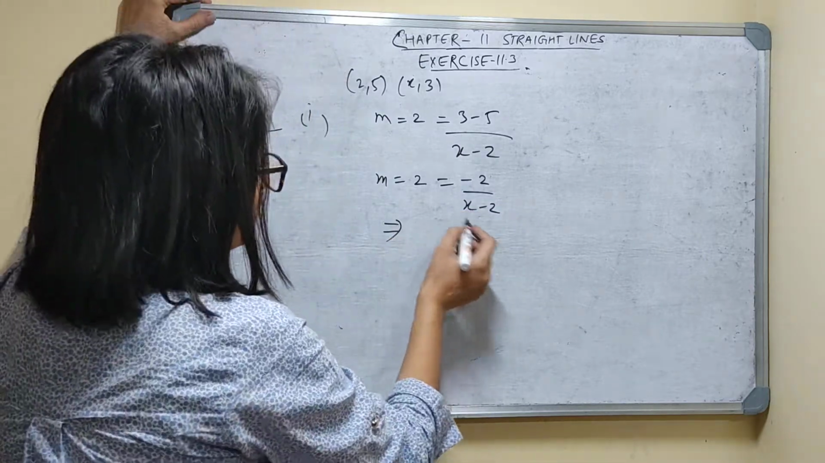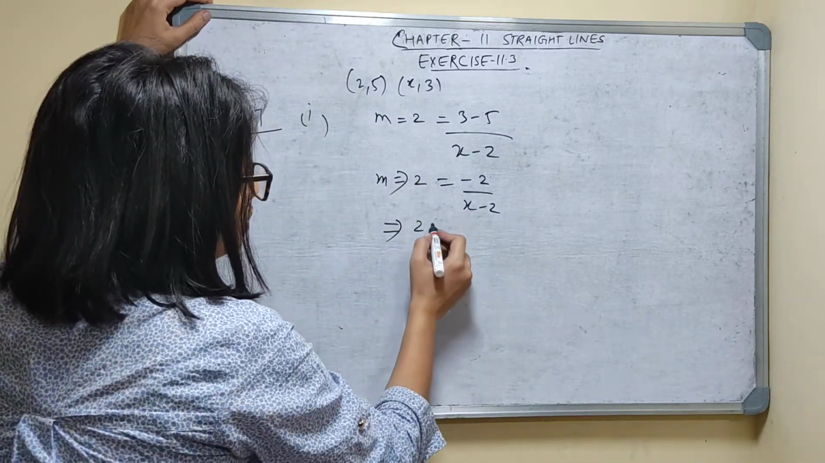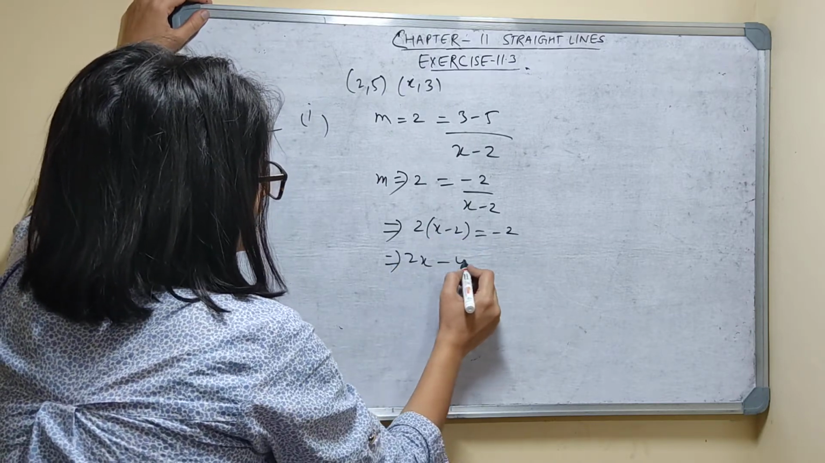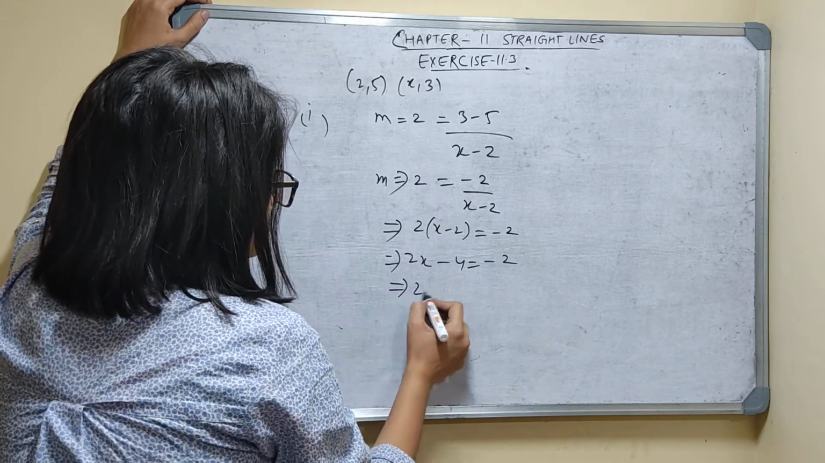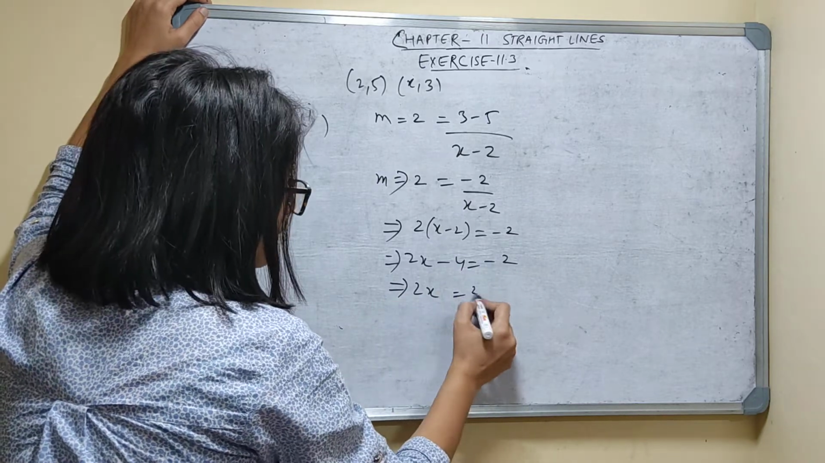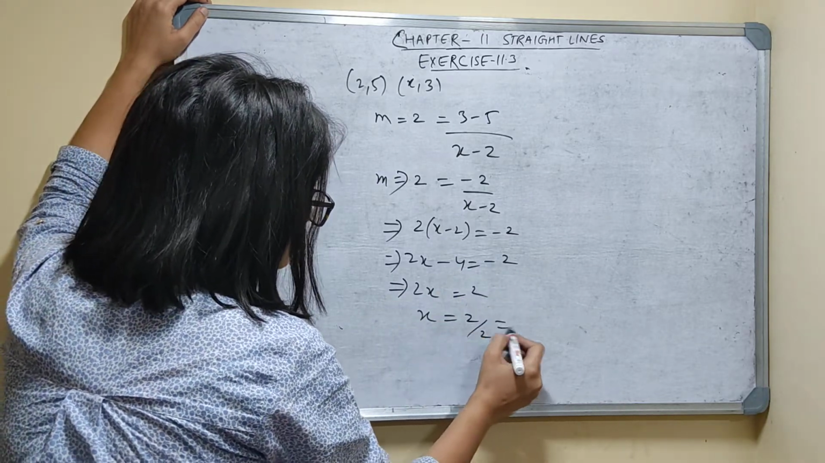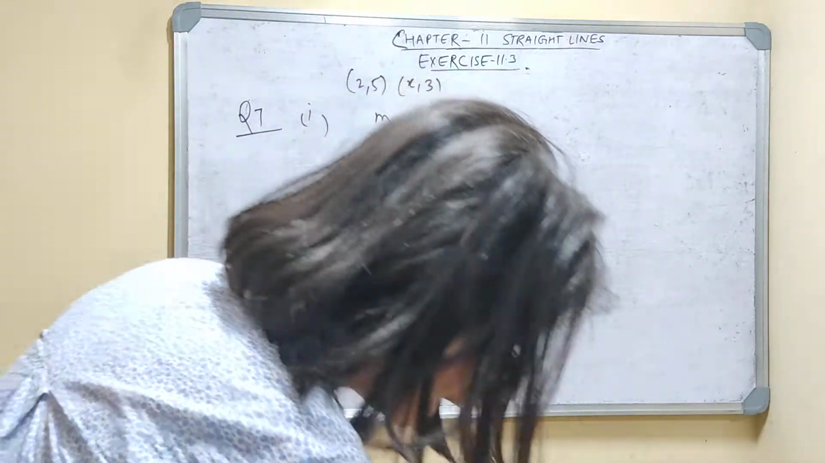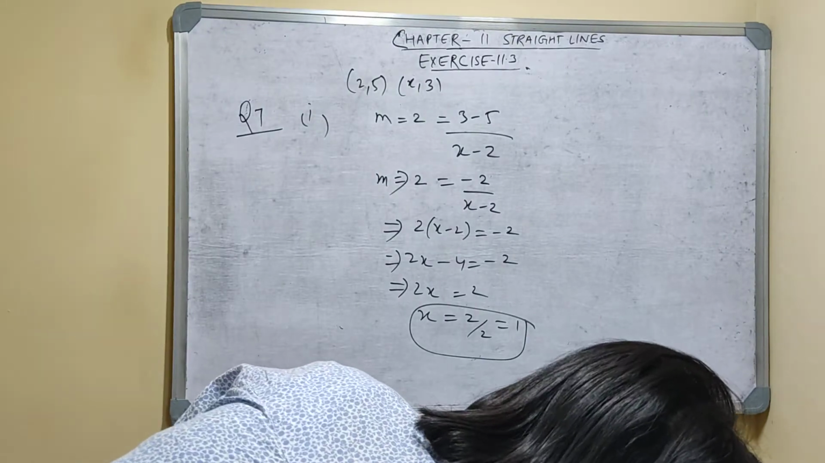So by cross multiplication I can write 2 into x minus 2 is equal to minus 2. 2x minus 4 is equal to minus 2. So 2x is equal to minus 2 plus 4, that is 2. X is equal to what? 2 by 2, the answer is what? X value is 1. Is it clear? X value is 1.